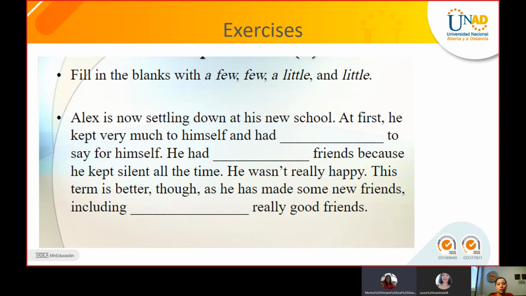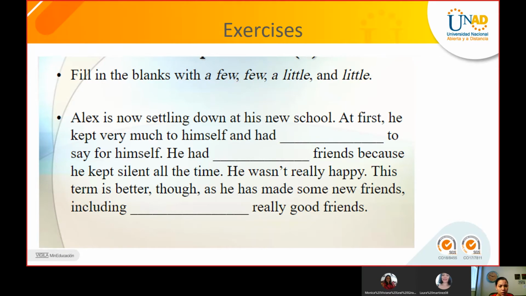Teacher, sorry, my phone doesn't have much battery. Okay, so you're running out of battery. No worries. Try to plug it in. We'll wait for you, and you can connect later. Okay.